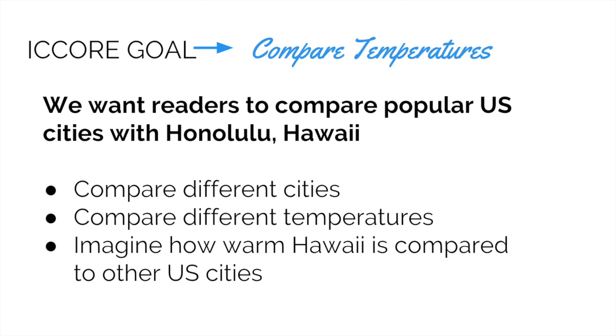Right, so what do we do? So what's the goal here? If you remember I-Core, the chapter on visualizing data, the goal we want here is we want people to compare different cities with Hawaii, Honolulu, Hawaii, and we want them to compare the temperatures of those places. In addition, we also want them to imagine how warm it is in Hawaii compared to the other cities.